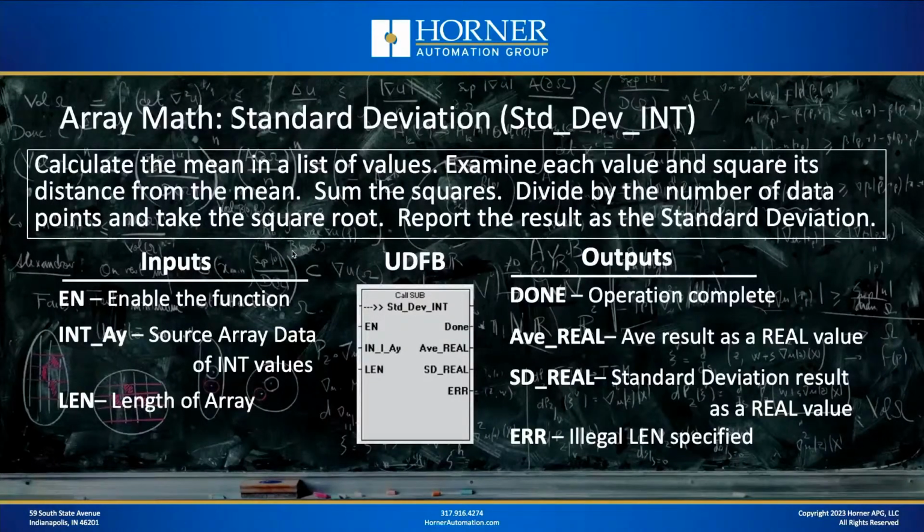In the case of the standard deviation UDFB, you also have two outputs. You've got not only the standard deviation result as a real value, even though the inputs are all integer values in the array, but we also report, for convenience, the average value for that list as well. So with that UDFB, you get both average and standard deviation as outputs.